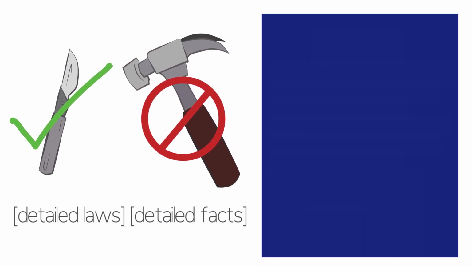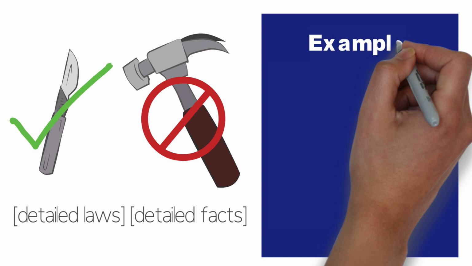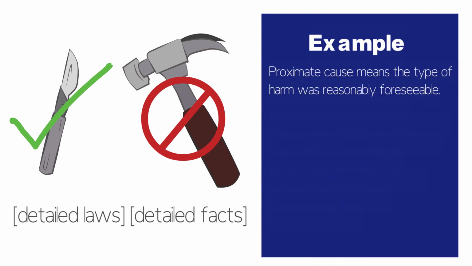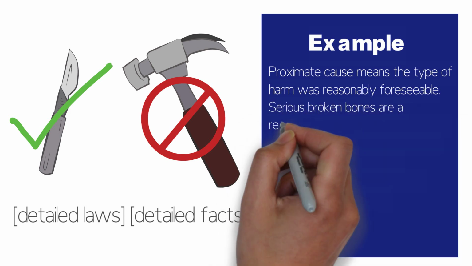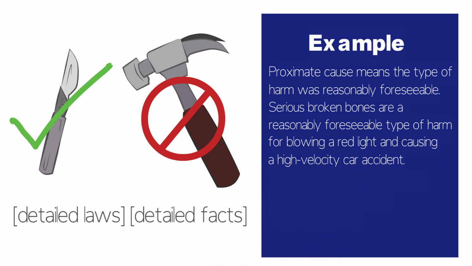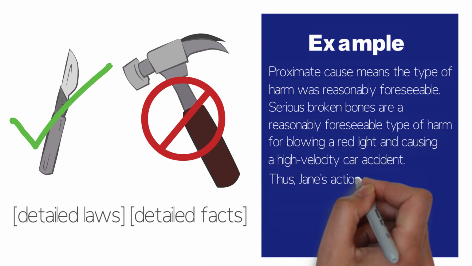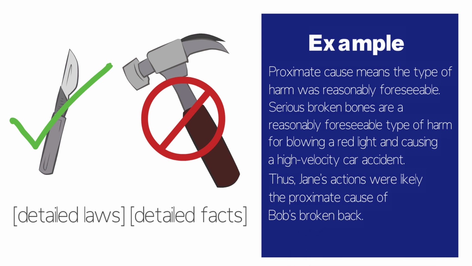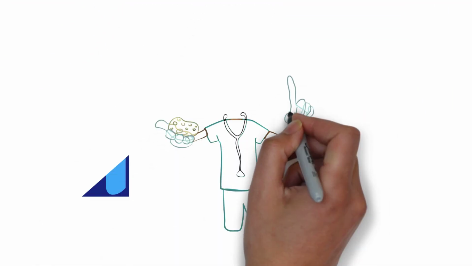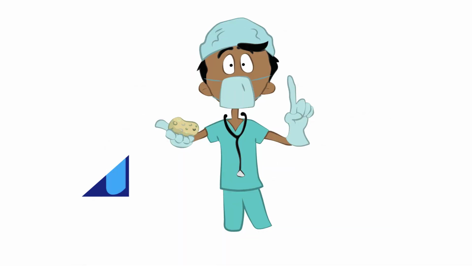For example, you could begin your paragraph addressing proximate cause with, "Proximate cause means the type of harm was reasonably foreseeable," and then immediately apply the specific facts to that specific law by saying, "Serious broken bones are a reasonably foreseeable type of harm for blowing a red light and causing a high velocity car accident. Thus, Jane's actions were likely the proximate cause of Bob's broken back." And finally, fourth, like any good surgeon, don't leave behind foreign objects. Don't invent or assume facts. Stick with what you're given.